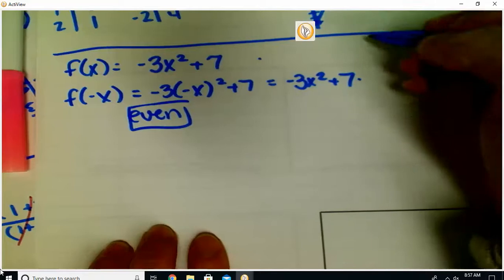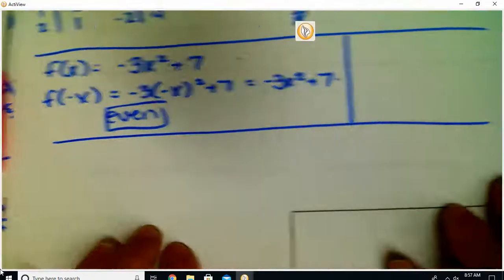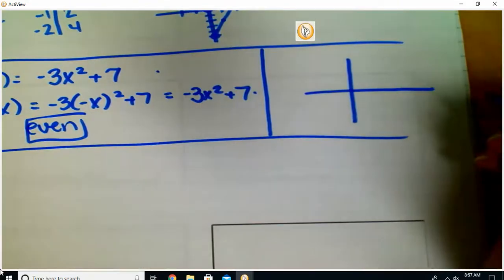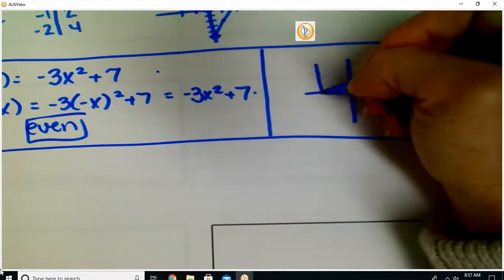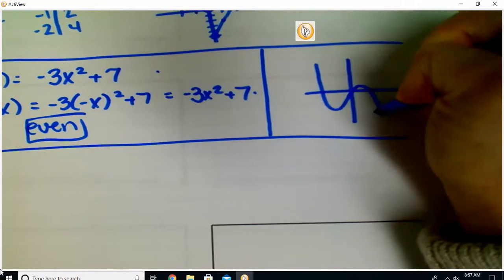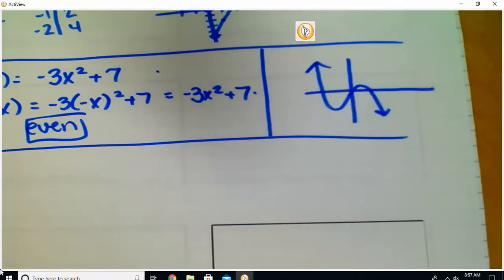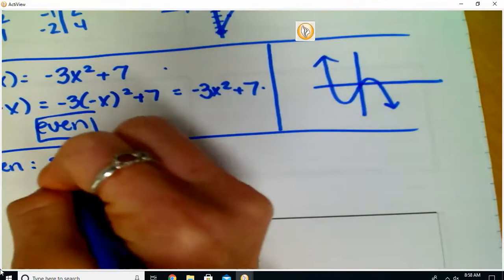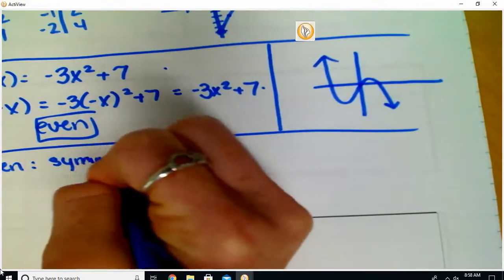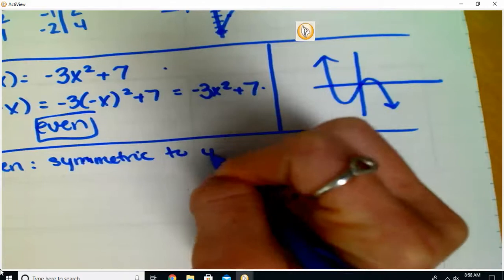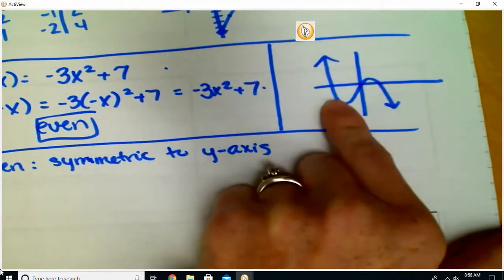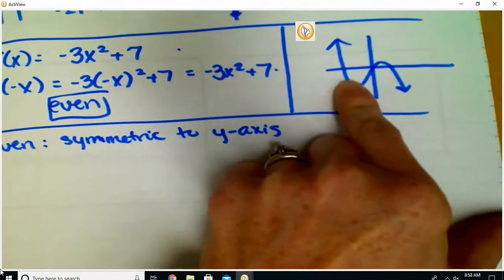Okay. What if I asked you to answer it from a graph? So let's say I gave you this. Even is the same thing as symmetric to the y-axis. Meaning, if I flip this thing over the y-axis, it overlaps itself. Does that work here? No.